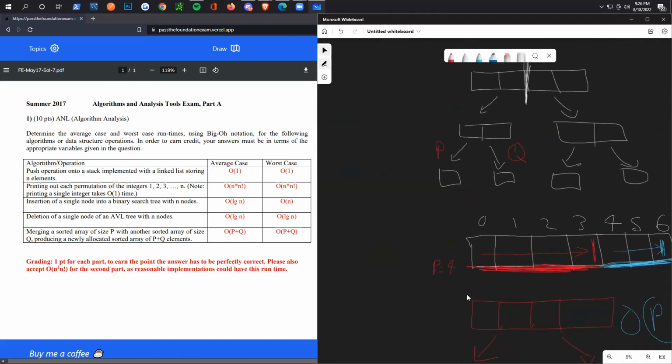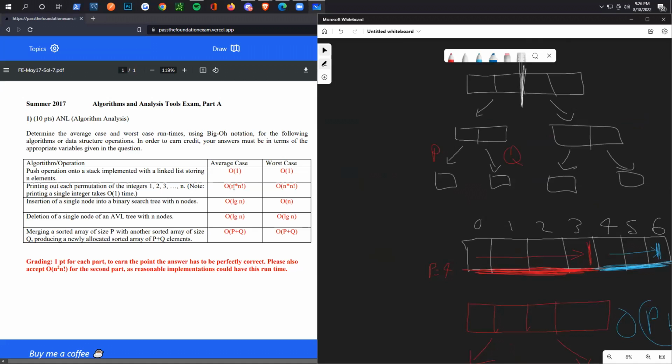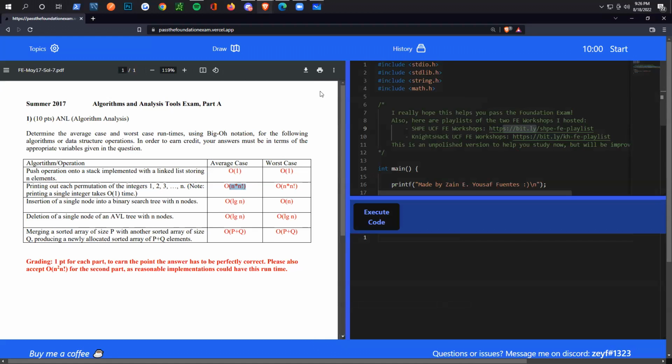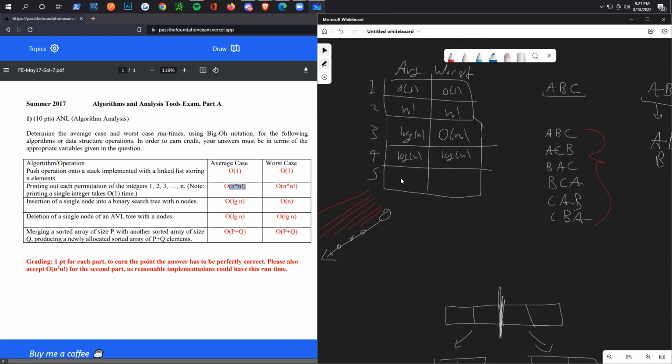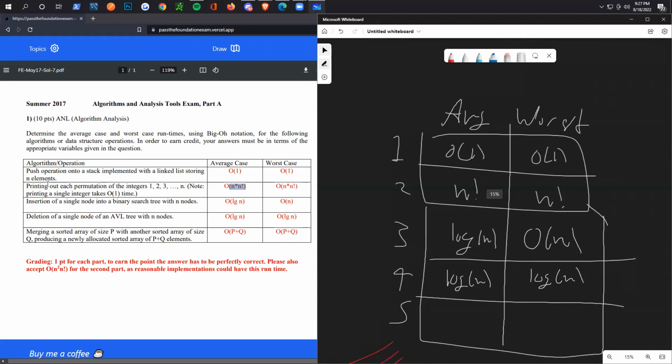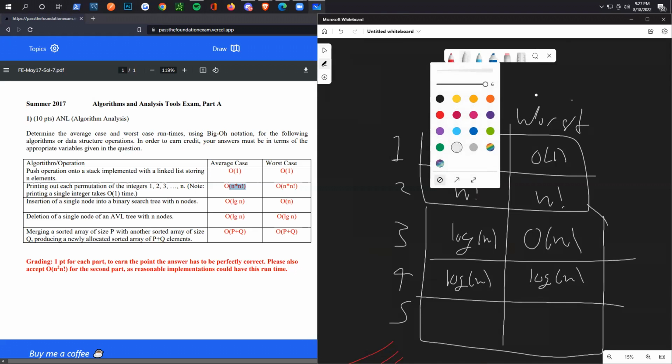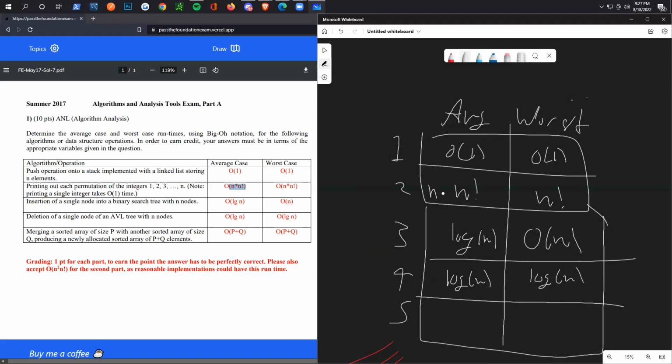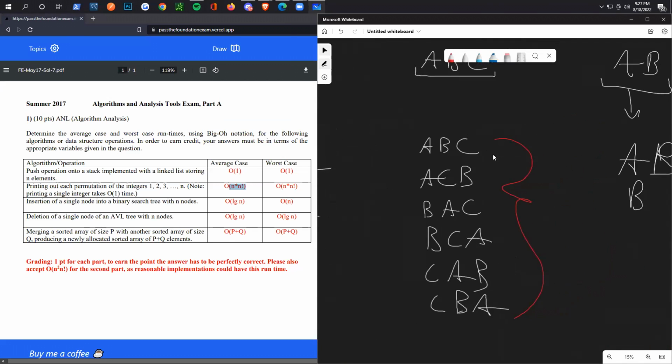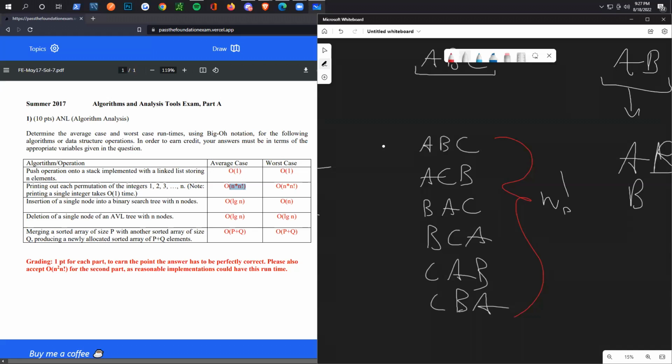And let me see. Printing out each permutation. Why did they get n times n? Oh, okay. So I can explain why I put n factorial, not n. They said printing out, so they're just counting printing out as an O of n operation, which makes sense, but typically when they ask for a runtime of permutation, they just say it's n factorial. But since they want you to print every permutation, and there's n factorial permutations, it's going to take n time to print every single one, because there's n letters. So that's where they get that n multiplication of n factorial.